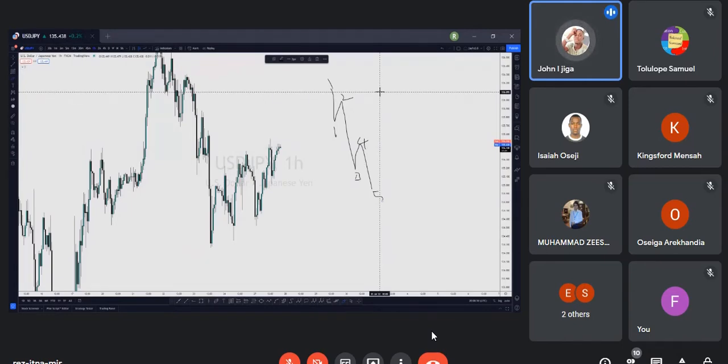On my PDF, I listed out the rules, but I'm going to give a brief understanding of them before we continue. So you know that wave one is an impulsive wave, wave two is a corrective wave, wave three is also an impulsive wave, wave four is a corrective wave, then wave five is also an impulsive wave. Wave one is an impulsive wave. Wave two is a corrective wave, but cannot go above wave one.